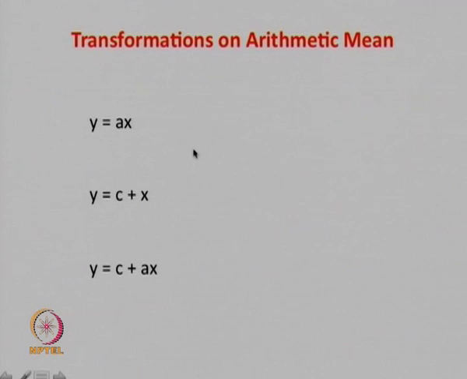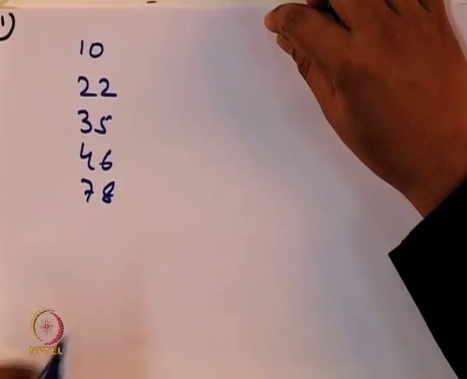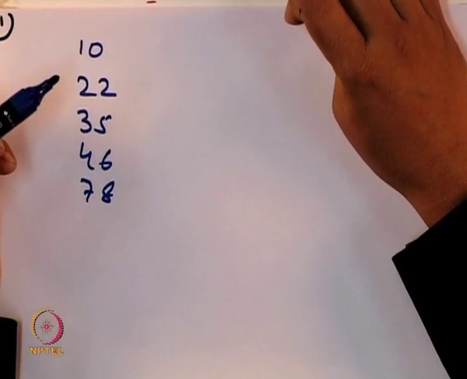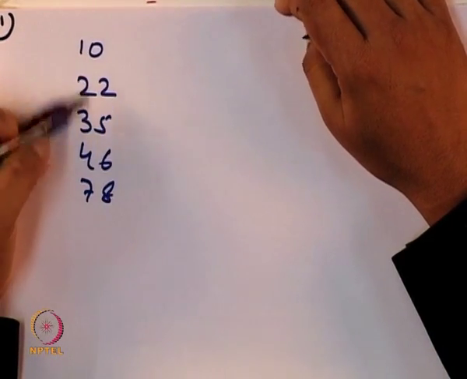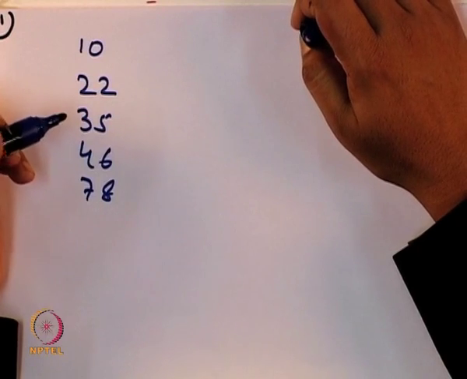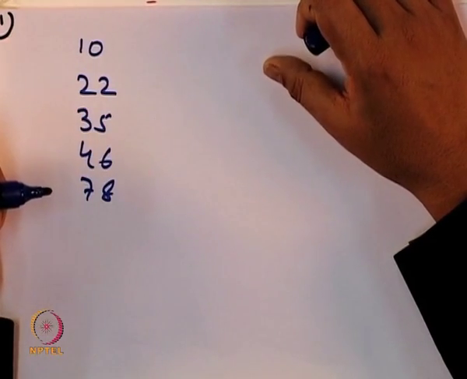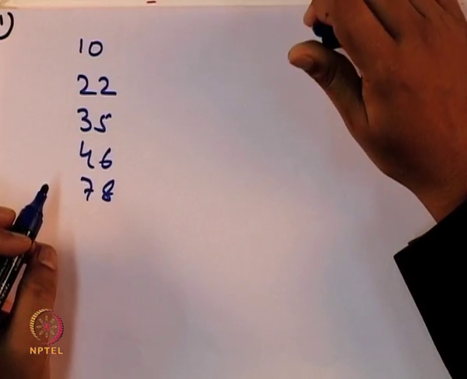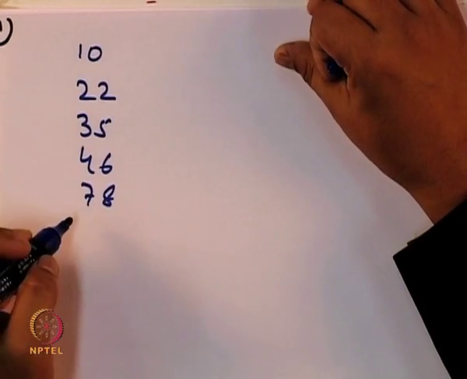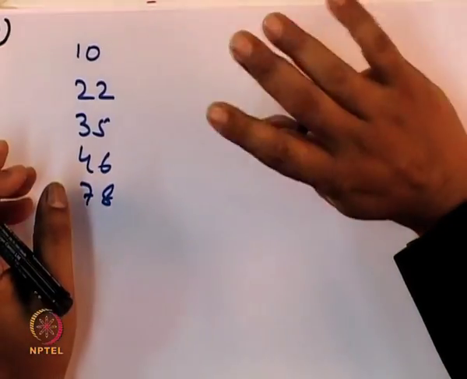There were three main transformations we had discussed in the last class: y is equal to ax, y is equal to c plus x, and y is equal to c plus ax. Just to give you an example, let us say you have numbers like 10, 20, 22, 35, 46, 78. What should you do? There are two things going on. These are increasing roughly in jumps of 10 or so, and you have a range from 10 to 80. Particularly if you are doing it by hand, and in this case there are only 5 numbers, we can even add up by hand.